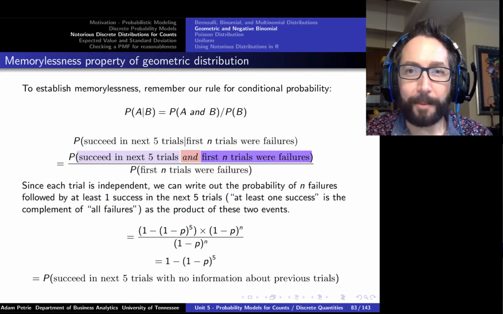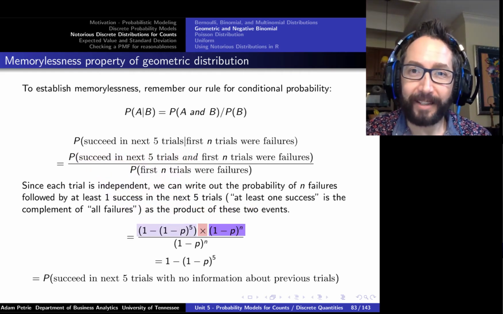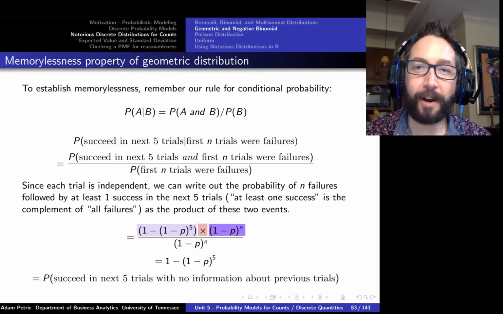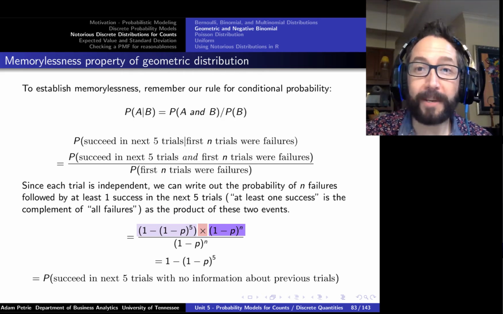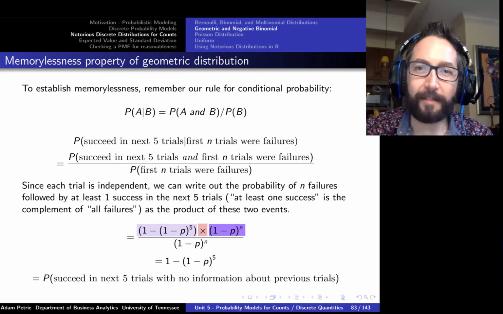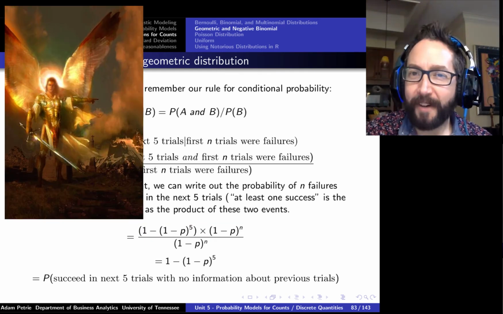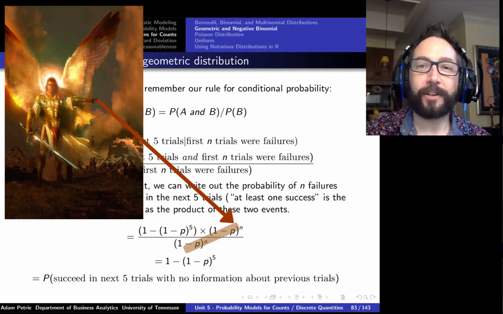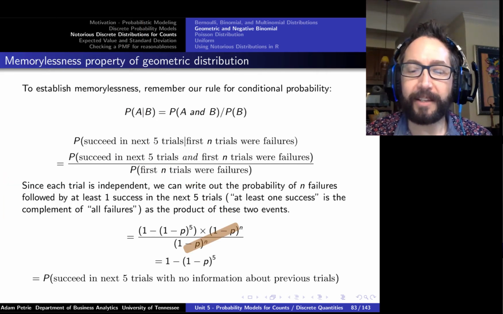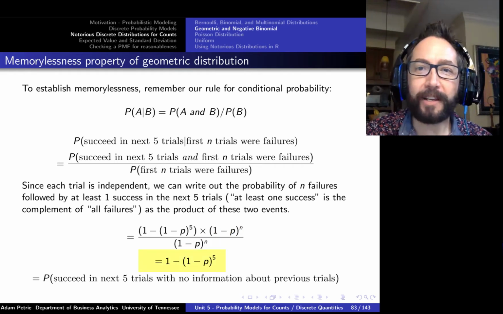Well, we know the probability of having n failures in a row is (1 minus p) raised to the n. We just calculated that in the denominator. And then the probability of getting at least one success at some point in the next 5 trials, that's our 1 minus (1 minus p) raised to the 5th power that we had just calculated, assuming we had opened up a fresh bag of M&Ms here. So putting all those components into this equation, what we find is we have some glorious cancellation of these (1 minus p) raised to the n power that appears in the numerator and in the denominator. So what we have left over is 1 minus (1 minus p) raised to the 5th power.